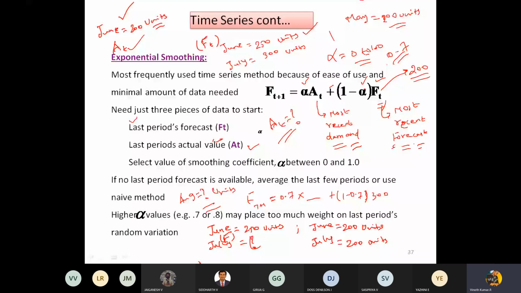So for the most recent forecast, I am going to take this 250 units in the month of July, that is the most recent forecast, right? And this most recent demand, what is our July month demand we expected, it is 200 units, right? So it is the A suffix T value. So with the help of this formula, I'm going to find out the forecast value in the month of July. So it is understood.